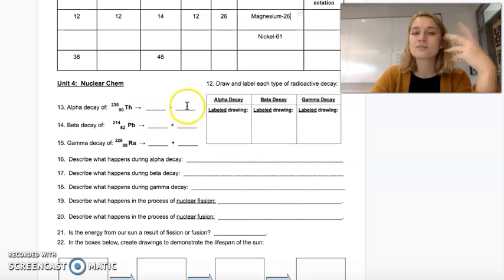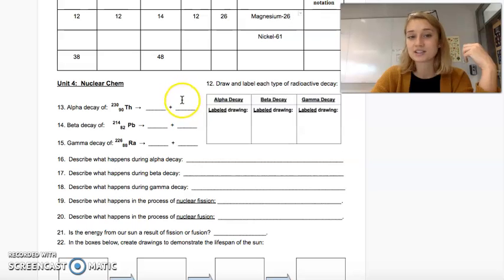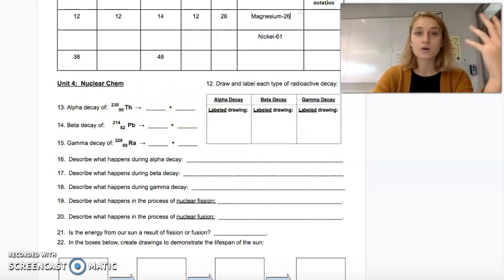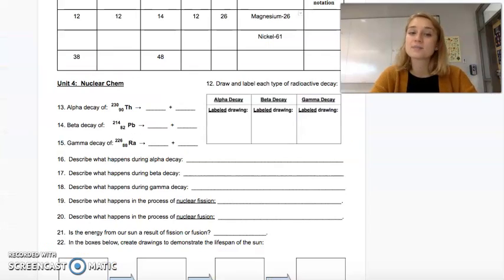And then to find this other missing piece, I just subtract the top numbers and subtract the bottom numbers. So I have 230 then minus 4, which should give me 226. 90 minus 2, which should give me 88. Then if I go to the periodic table and find 88, I would write Ra as my symbol. And that's an alpha decay.